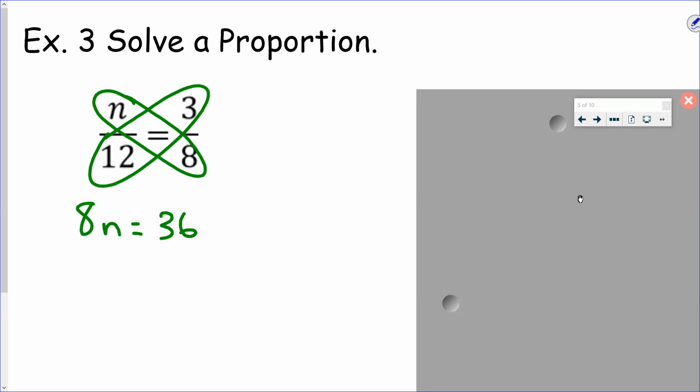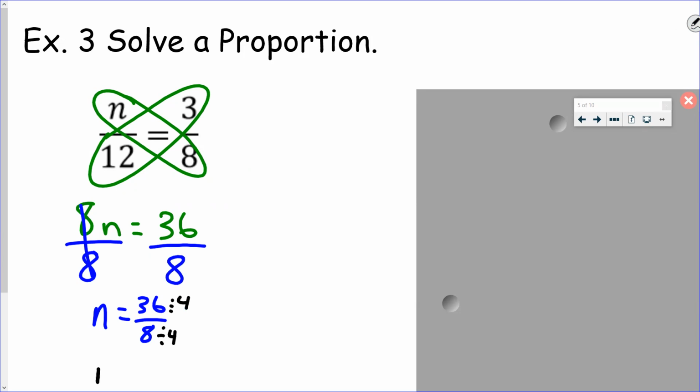To solve this one-step equation, we divide by 8. Divide by 8. N equals 36 eighths. Because 36 is not divisible by 8. But we can simplify 36 eighths because they both are divisible by 4, which would then give us n equals 9/2. So we can use that cross product rule to figure out what is the missing value in a proportion.